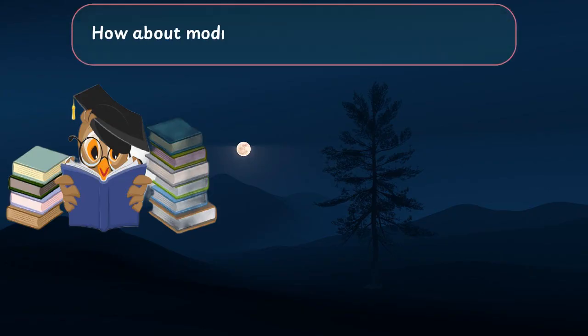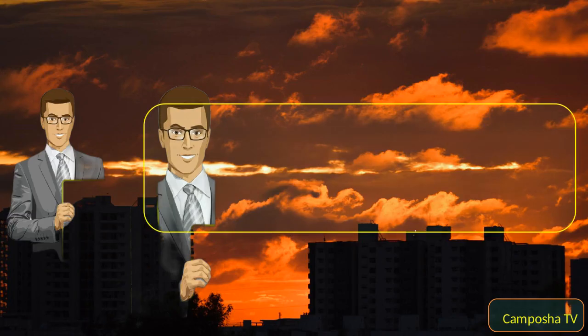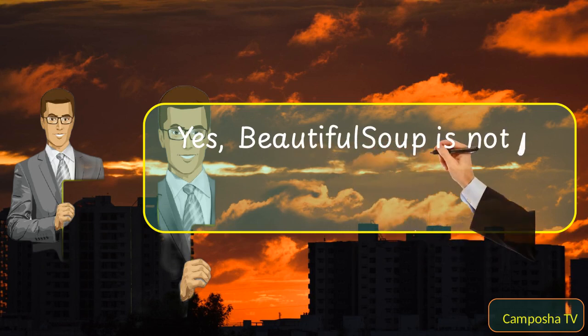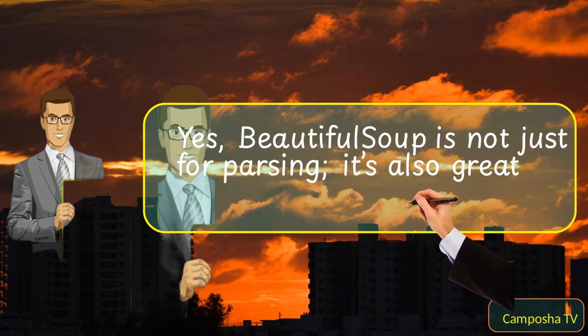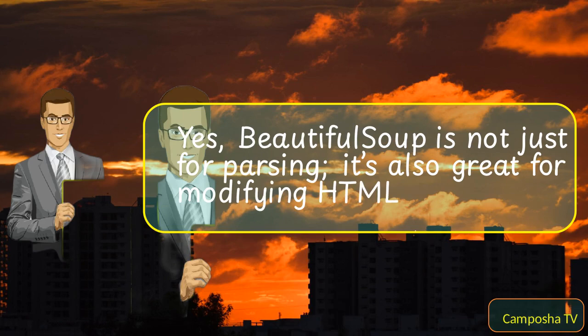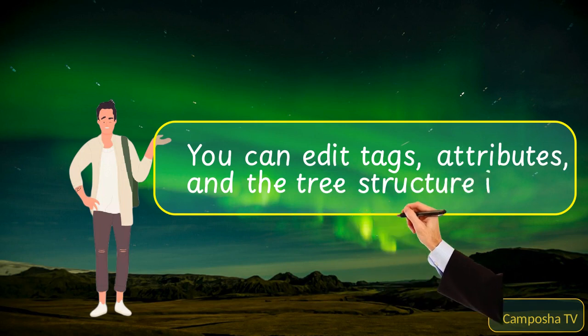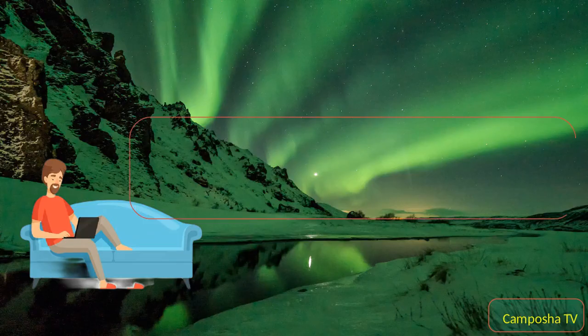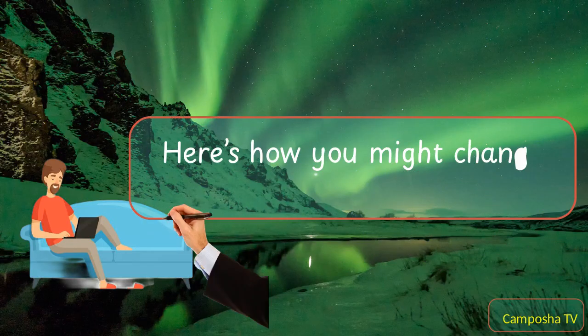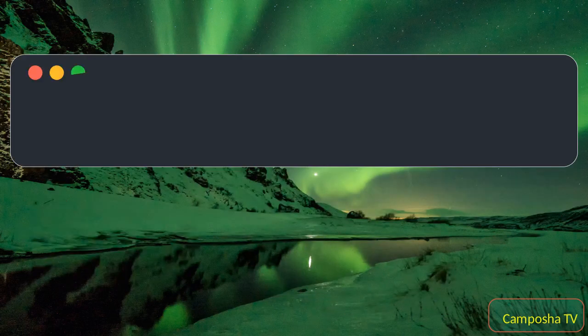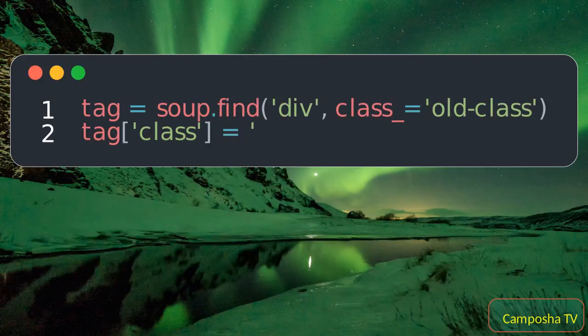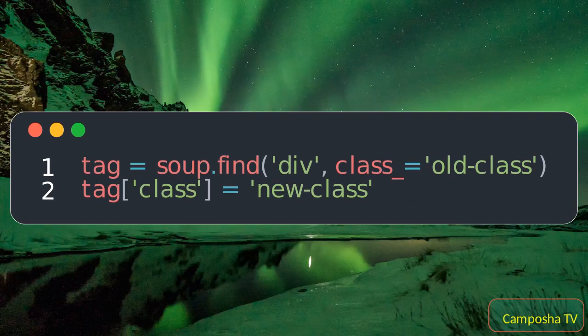How about modifying the HTML? Is that possible? Yes, BeautifulSoup is not just for parsing. It's also great for modifying HTML. You can edit tags, attributes, and the tree structure itself. Here's how you might change a tag's class. This changes the class of the first div with the class old-class to new-class.